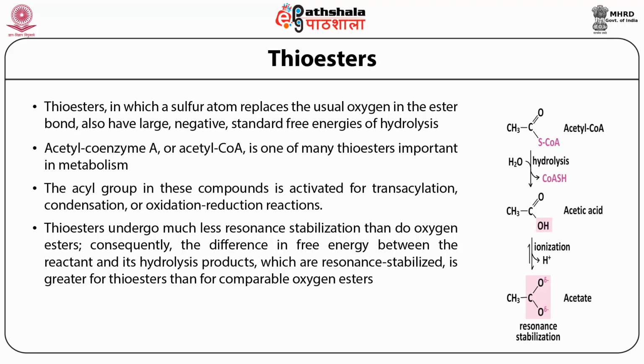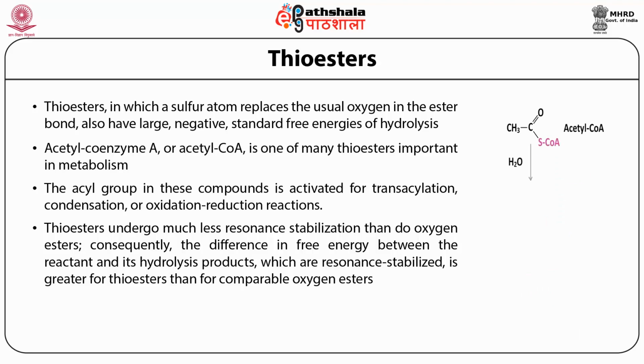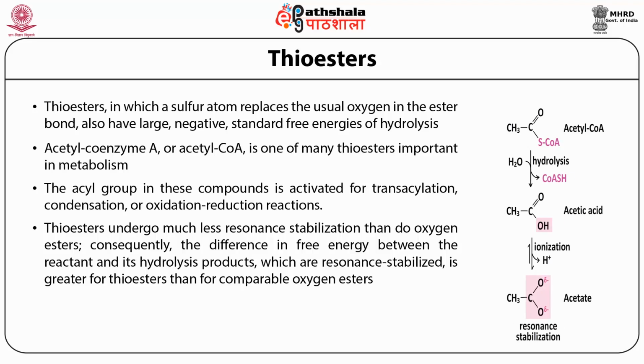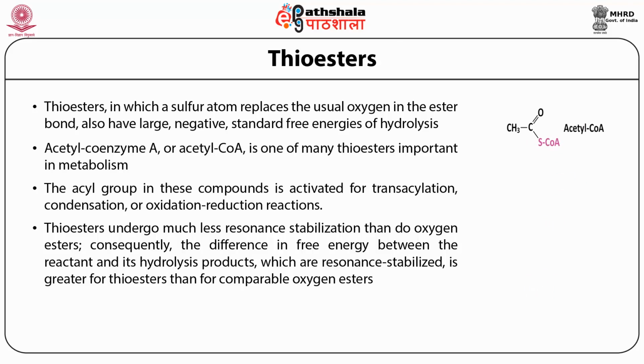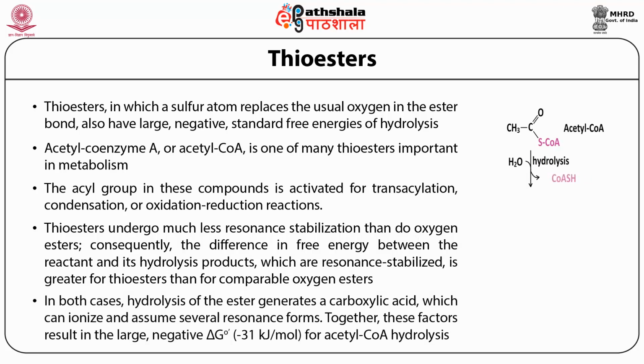The difference in the free energy between the reactant and its hydrolyzed product, which are resonance stabilized, is greater for thioester than its comparable oxygen esters. In both the cases, hydrolysis of esters generates a carboxylic acid which can ionize and assume several resonance forms. Together these factors make this process favorable with a delta G of minus 31 kilojoule per mole.